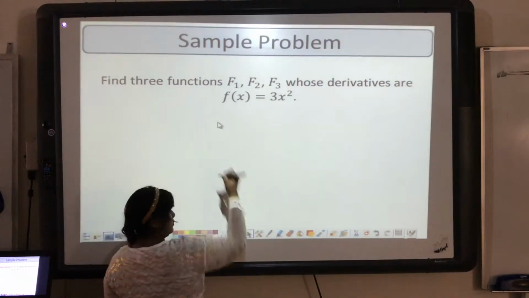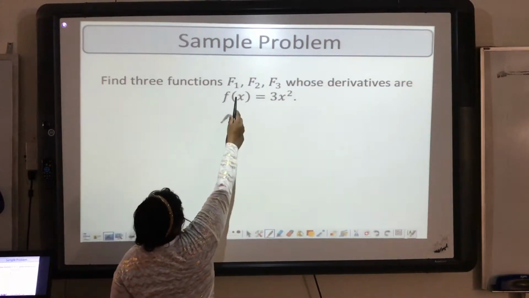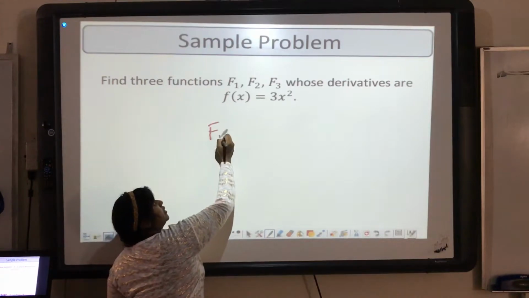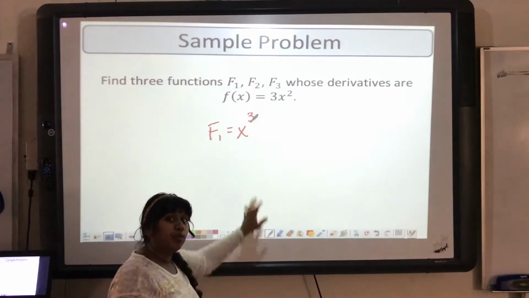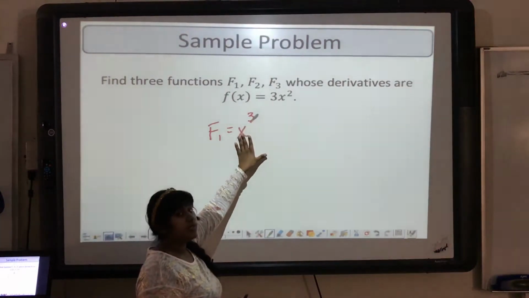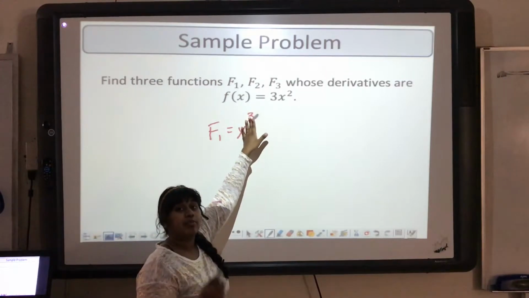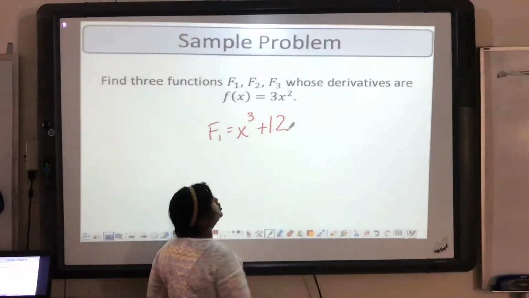So we need to know some f1, f2, or f3 function whose derivative is 3x squared. So we're going to declare f1 as x cubed. And again, we'll prove that in just a little bit, but x cubed, is this a true statement? Absolutely, but I'm going to change it up very quickly. Let's say it's x cubed plus 12.